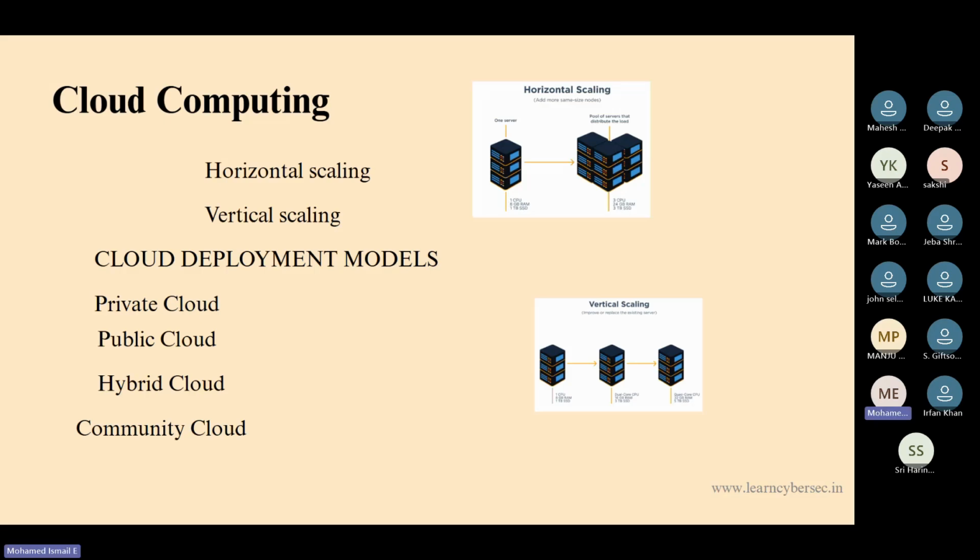Now, another option, within the same server, you are adding more RAM. Let's say earlier it was 8 GB, now you added 32 GB. You added a CPU, you added additional hardware storage, like let's say 1 TB extra. Now that is called vertical scaling because you are vertically scaling. So horizontal scaling is adding more number of systems to support the load. Vertical scaling is improving the existing system to handle more load.